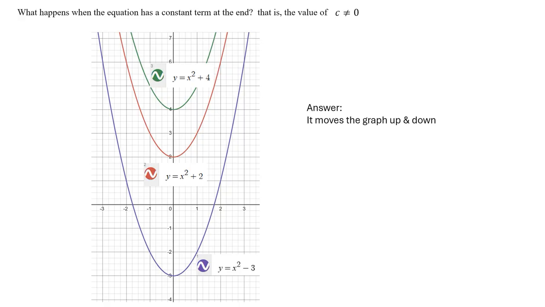So x squared plus 4 is represented by the green graph. The red graph, x squared plus 2, its vertex is a little bit lower. And the purple graph is negative 3, and you'll see that its vertex is even lower.